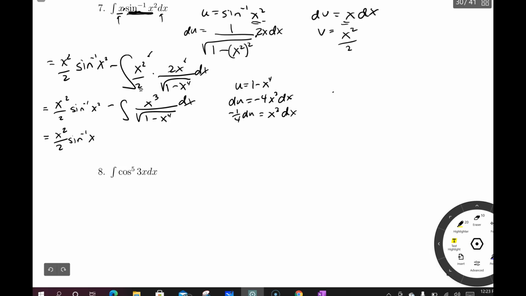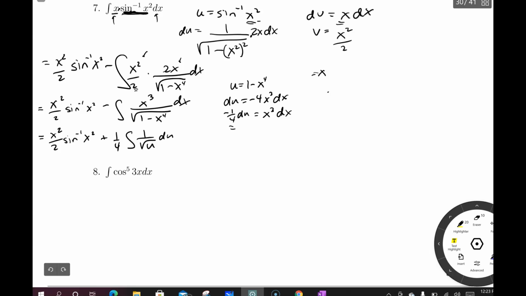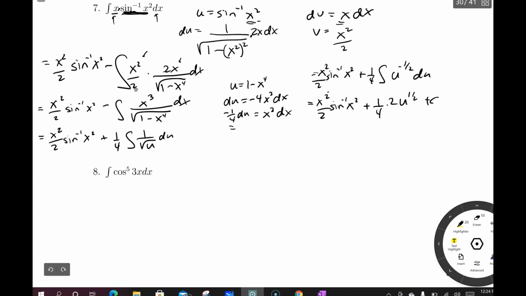So let's carry everything along. So I'm going to have a negative 1/4, so that turns into a positive 1/4. 1 over the square root of u du. So let me come over here. So I'd have a positive 1/4. I'm just going to take the time to rewrite this. X squared over 2. So carrying this along, so I'll get u to the 1/2 over 1/2, or times 2. And then finally, so I'll get a positive 1/2, put the u back in, plus c.